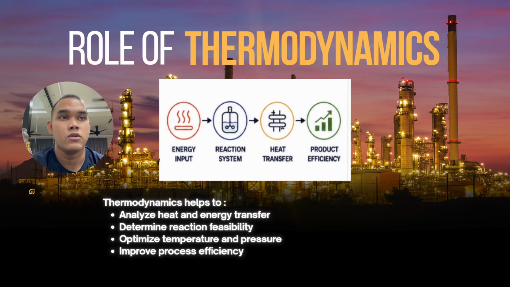Now I will explain the role of thermodynamics in this process. Thermodynamics is important because it helps us understand how energy and heat move throughout the system. In chemical engineering, every reaction either absorbs or releases energy. First, thermodynamics determines whether a reaction can happen naturally by evaluating reaction feasibility. Second, it helps optimize operating conditions such as temperature and pressure to achieve higher conversion and better product quality. Lastly, understanding thermodynamics improves overall process efficiency by reducing energy consumption and maximizing output. Without thermodynamic analysis, industrial processes would become inefficient and difficult to control.